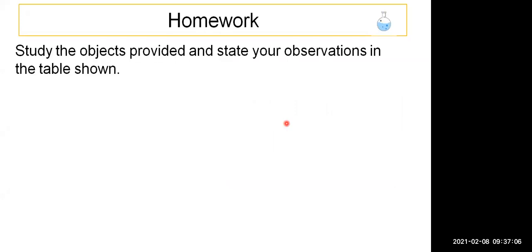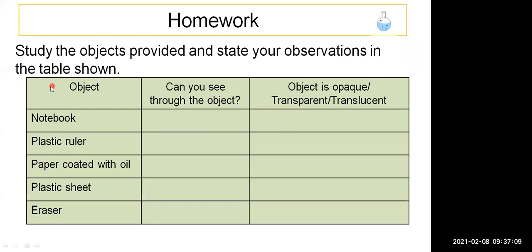Another homework is, you're supposed to study the object. Like for example, if notebook is there, can you see the light passing through the object? Can you see through the notebooks? No. You cannot see it, right? And that is why we place this notebook under opaque object. Similarly, you are supposed to write the answers for other objects also. Okay, so this will be your homework.